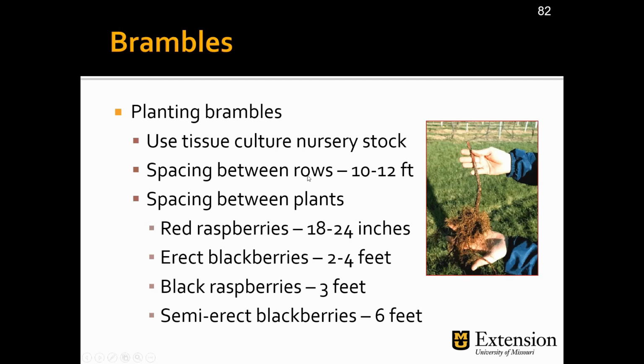Typically, the rows have to be between 10 and 12 feet apart. And then in between plants, it's going to vary depending on what kind of brambles you get. And these are just different names that tell you how the growth of the berries is. Usually semi-erect blackberries, it's hard for them to stand on their own, so you need to have a trellis system for them compared to the erect blackberries.